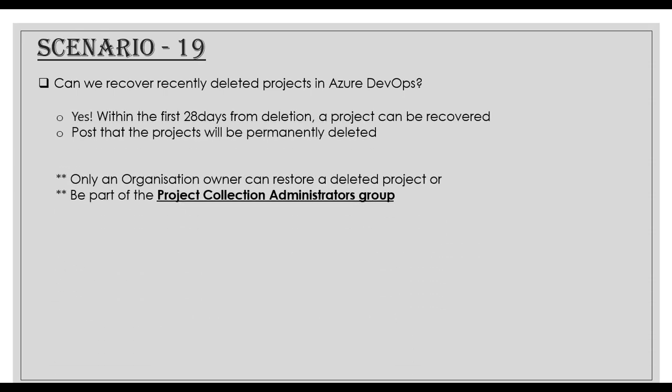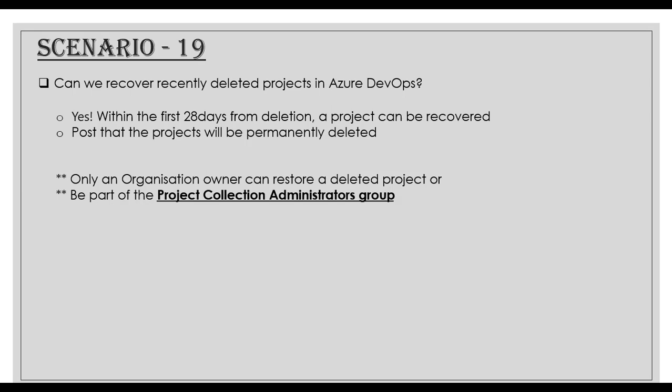Yes, within the first 28 days from the deletion, a project can be recovered. Remember the date, first 28 days from the deletion. Post that, the project will be permanently deleted. One more condition: only an organization owner can restore a deleted project, or a person who is part of the project collection administrative group. Only these people can recover your deleted project.